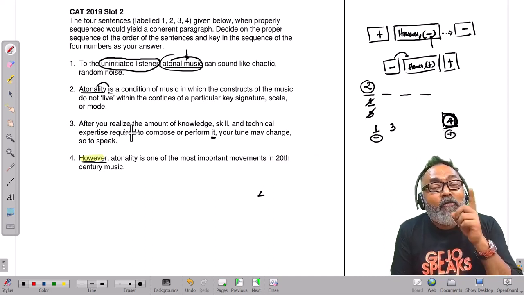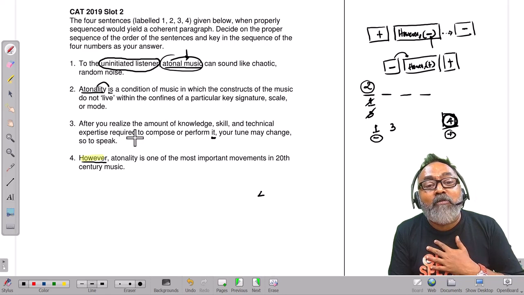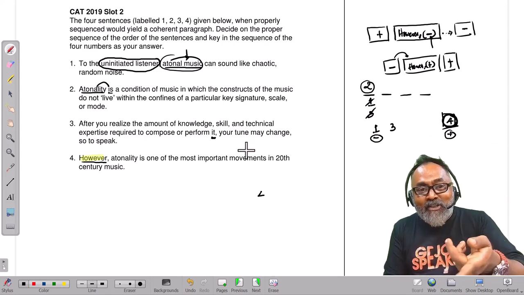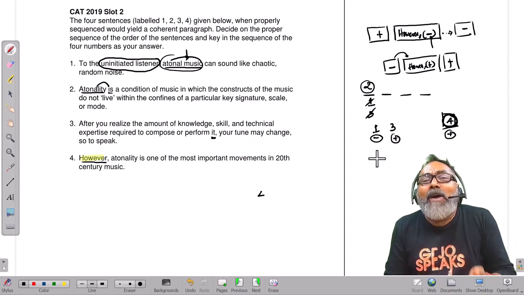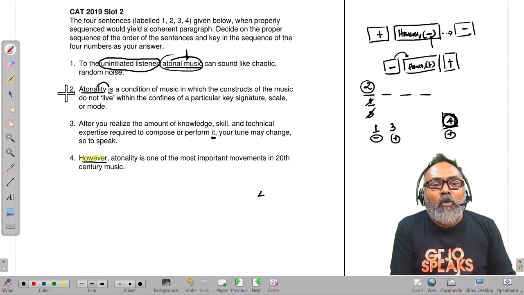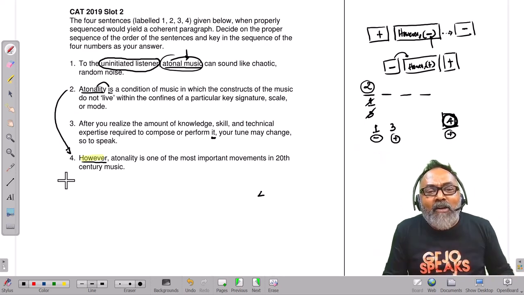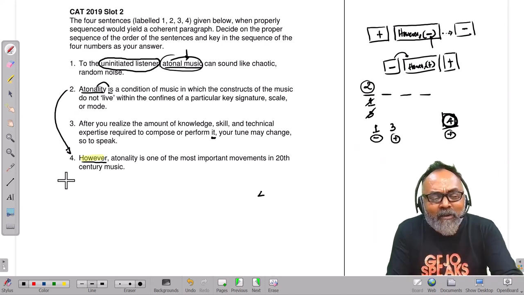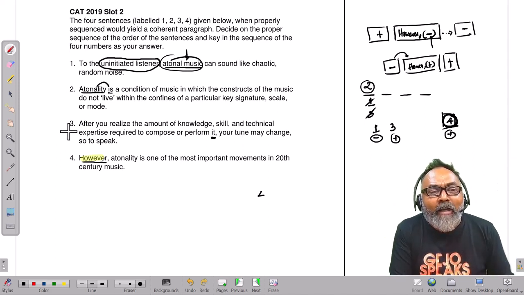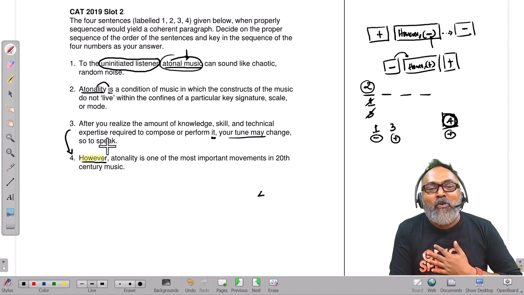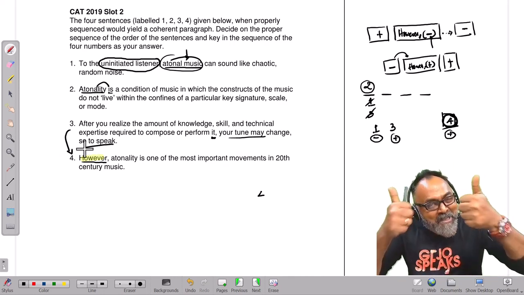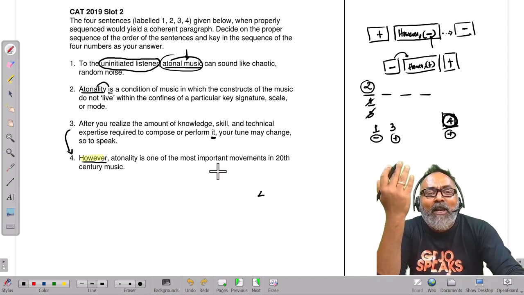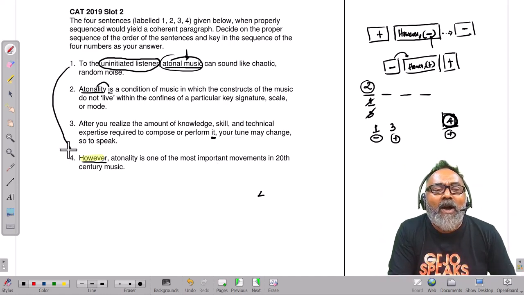Look at 3. After you realize the amount of knowledge, skill and technical expertise to compose it, your tune may change. That is saying positive. How will you add this? You cannot put 2 and then 4, that doesn't make any sense: atonality is something. However, it is also very good. Why would it put however? You cannot go like this: your tune may change, you'll think it is amazing. However, it is very amazing. Doesn't make any sense. The only place to put however has to be after 1, so 1 and 4.